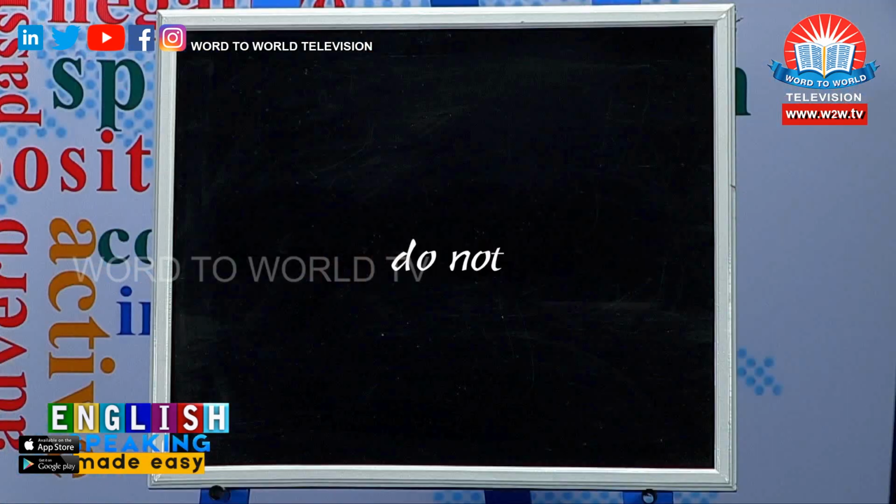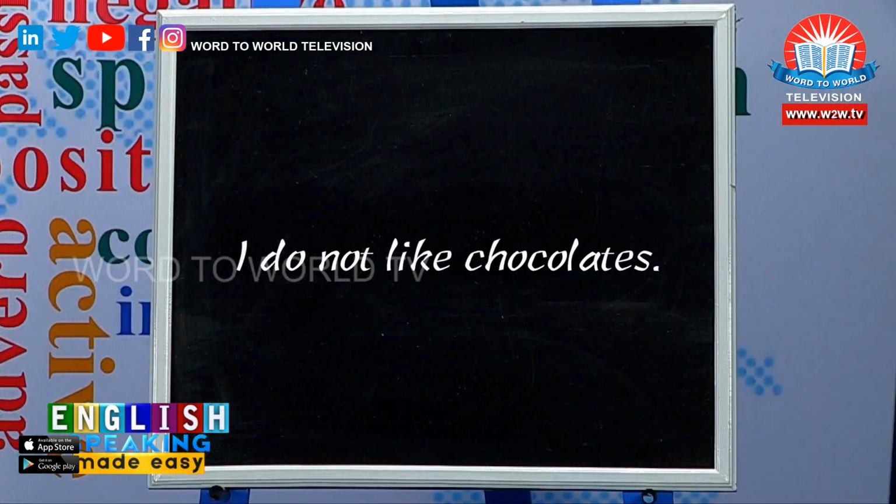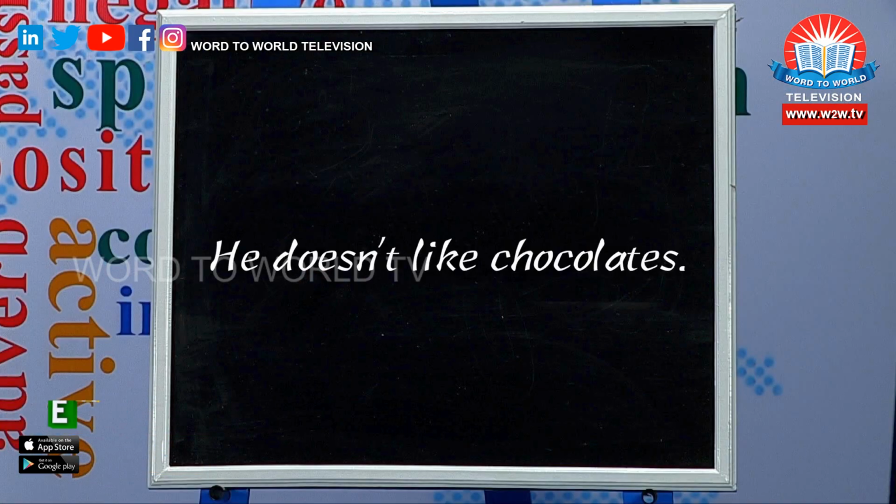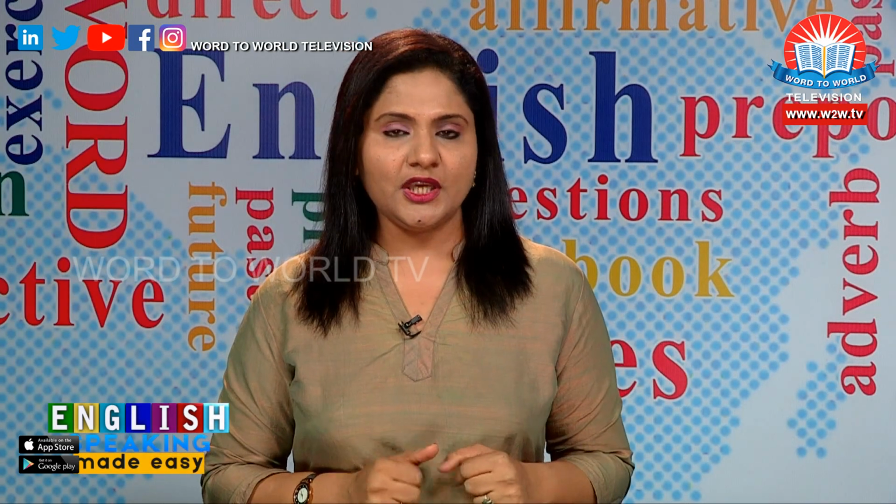It's simple to create a negative form too with the simple present tense. You only need to add the words do not. So if I were to give a sentence, I like chocolates, the negative form is simple: I do not like chocolates. Or if I say he likes chocolates, he does not like chocolates. Just add do or does not and I can create a negative from a simple present tense positive form. Okay, so that's how you create negatives there.